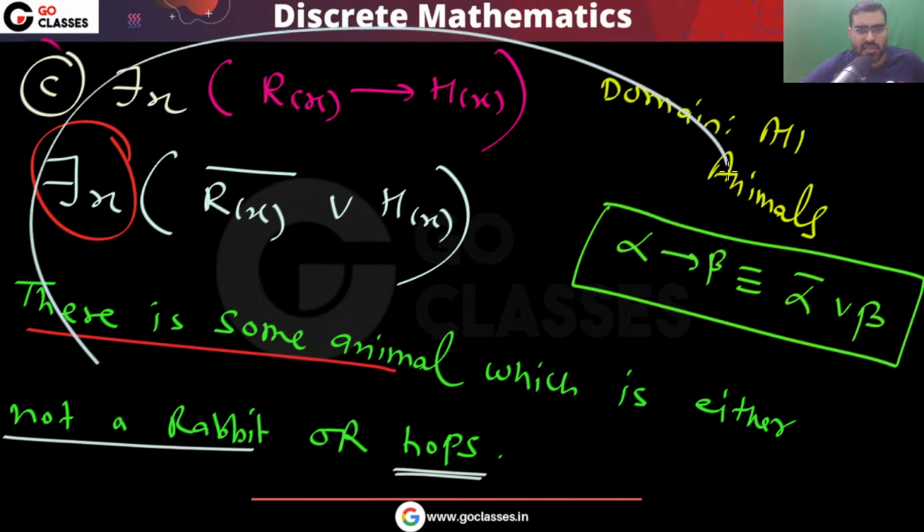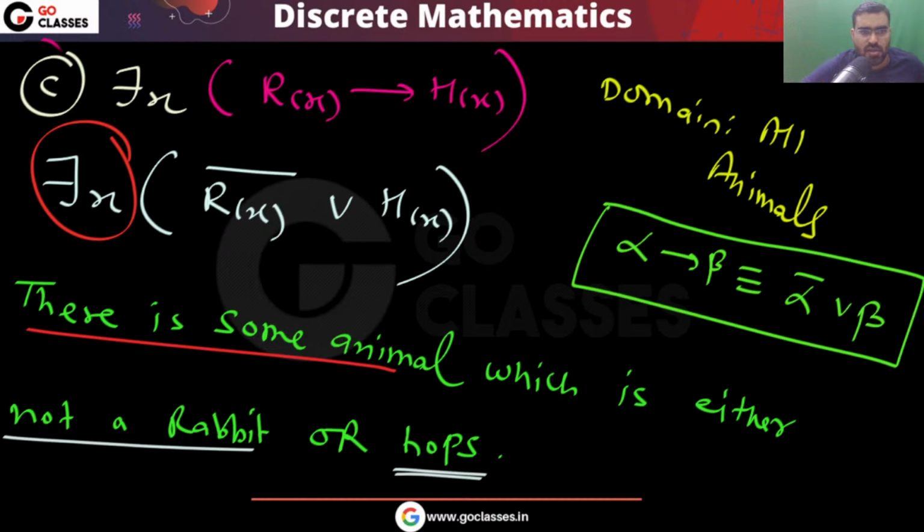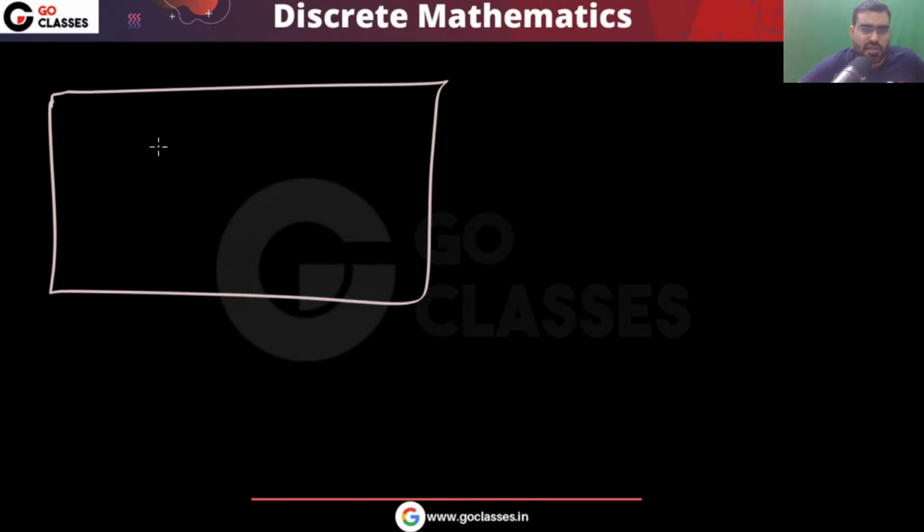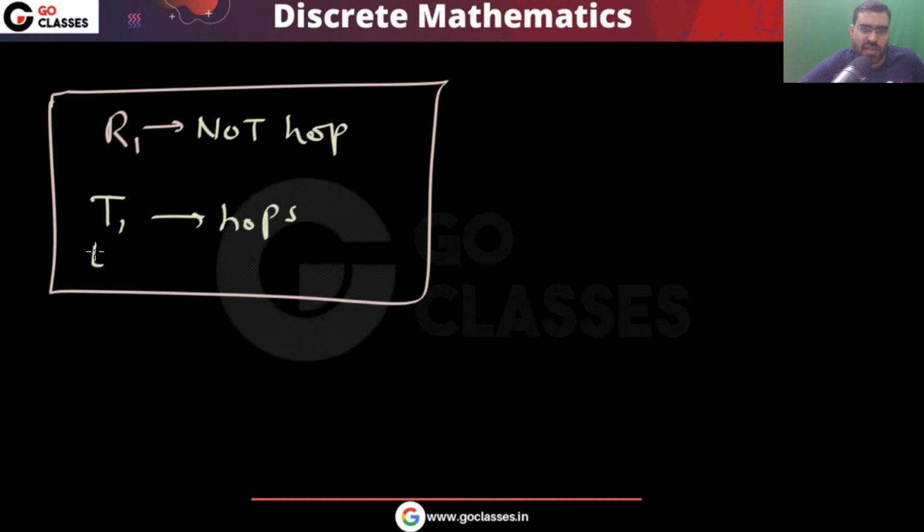Here we are saying that some rabbit hops. And here, please understand, we are saying that there is some animal, either it is not a rabbit or it hops. You can understand the difference between C and D. Look at this situation. Consider that these are the animals. Let's assume this is a rabbit and it hops. This is a rabbit. Let's assume it does not hop. And let's assume this is a tiger, and it hops. And let's assume there is a lion. It does not hop. So consider this situation.